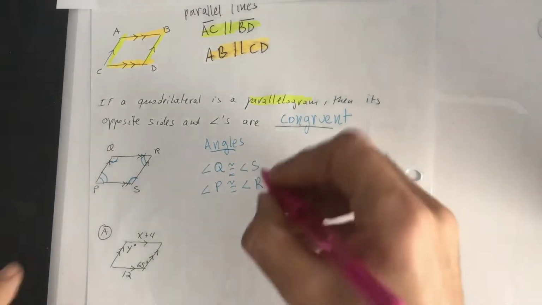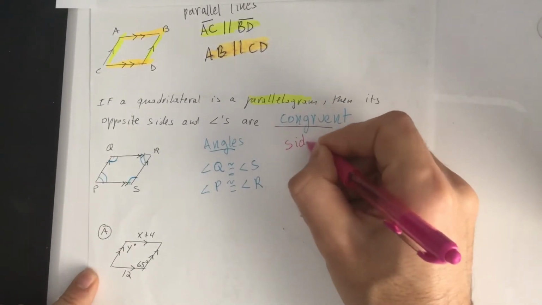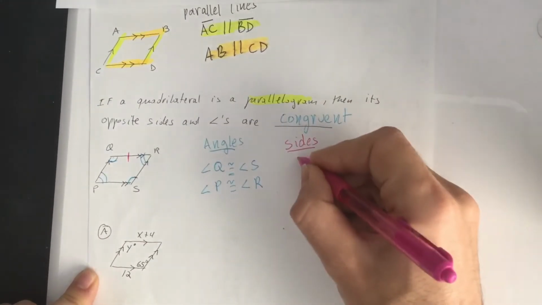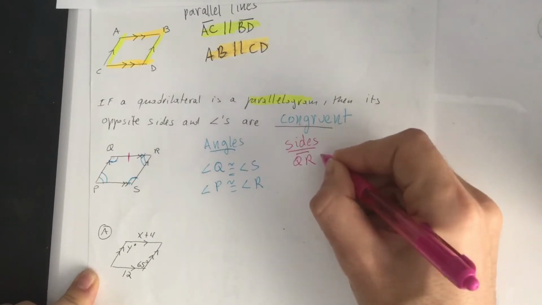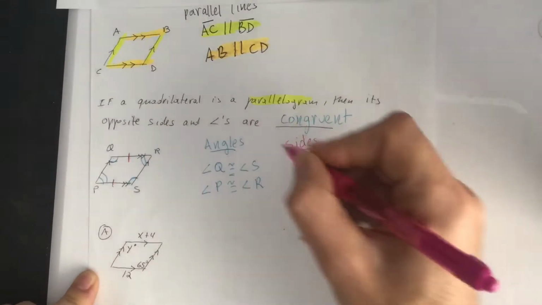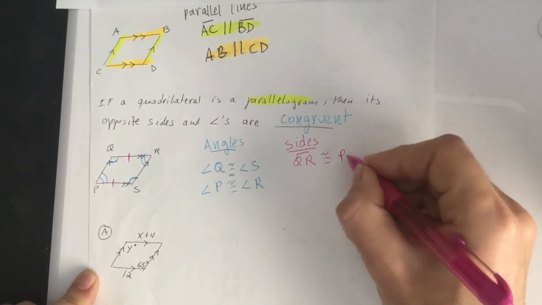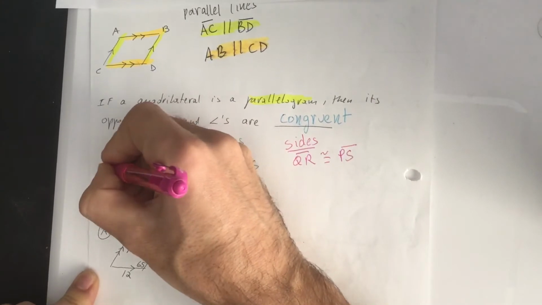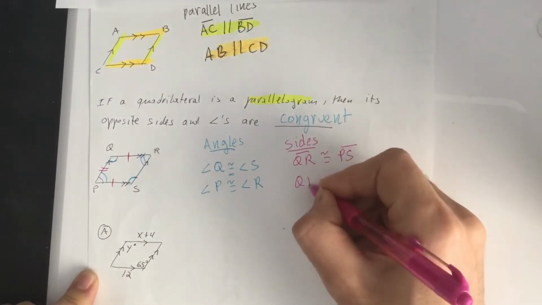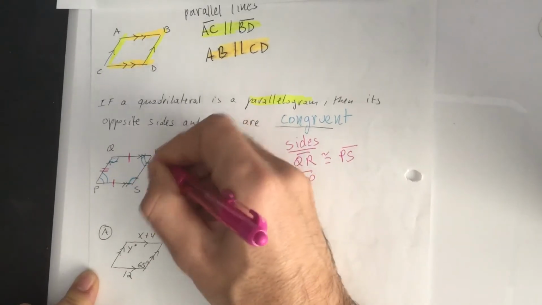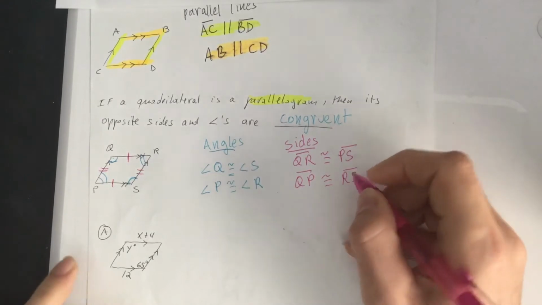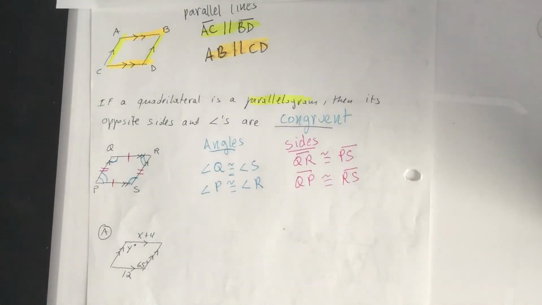And the same thing with the sides. So let me use a different color. Sides. Well, in this case, side QR is congruent to side PS. And side QP is congruent to side RS. So the opposite sides and opposite angles are congruent.